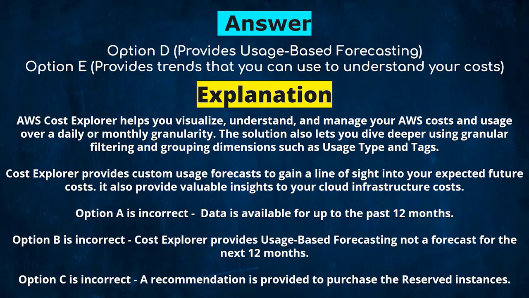Option A is incorrect. Data is available for up to past 12 months. Option B is incorrect. Cost Explorer provides usage-based forecasting, not a forecast for the next 12 months. Option C is incorrect. A recommendation is provided to purchase the reserved instances.